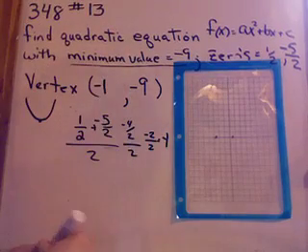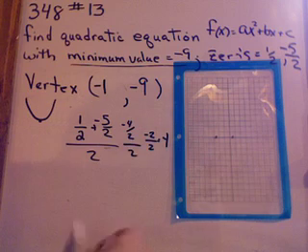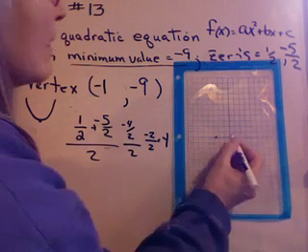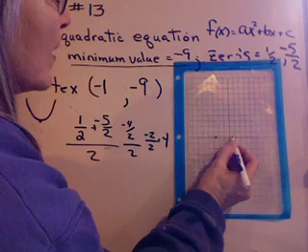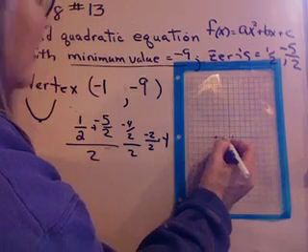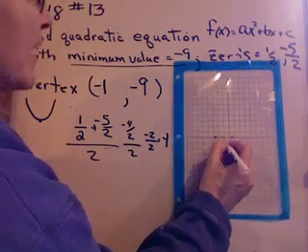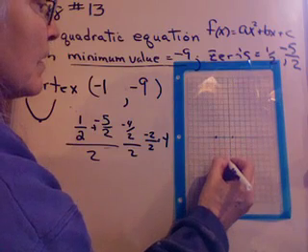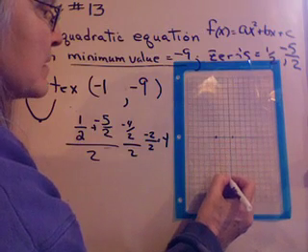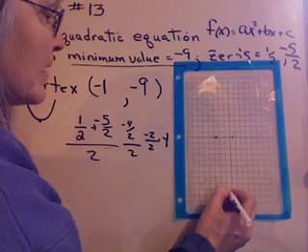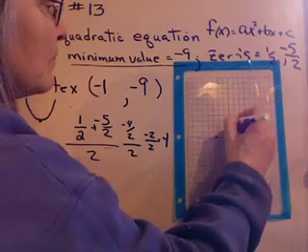Now I have the vertex. So if I go negative 1, right? 1.5 that way, 1.5 that way. Yeah, it looks just right. And then go down 9. 1, 2, 3, 4, 5, 6, 7, 8, 9. There's the vertex of the curve we're looking for.